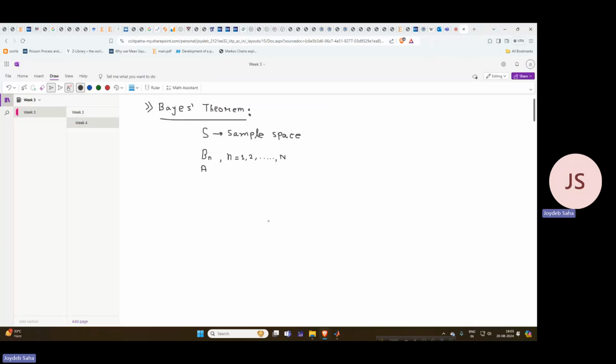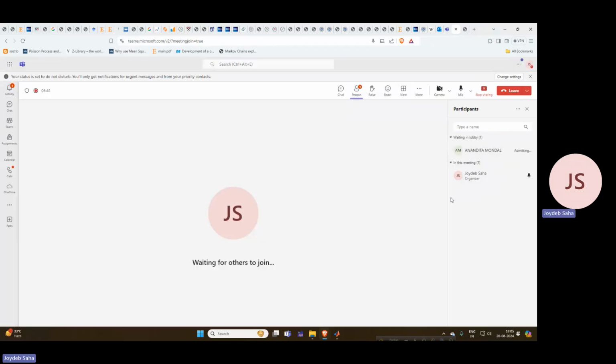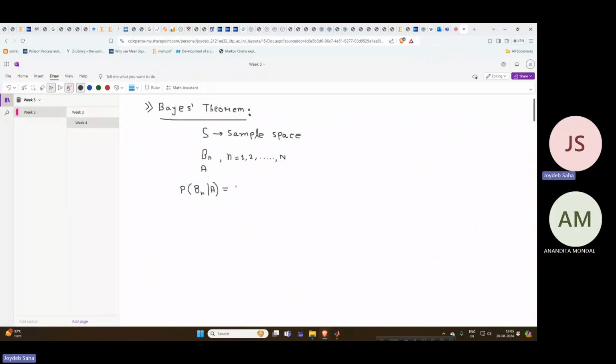Now the thing is, what will be the conditional probability of Bn conditioned on A? This is the question.